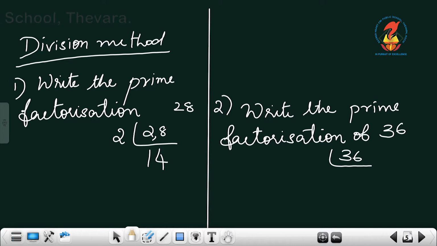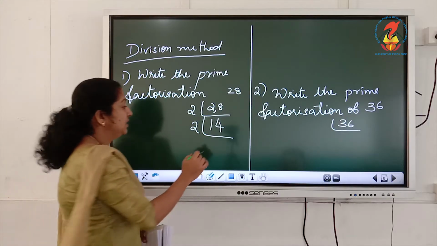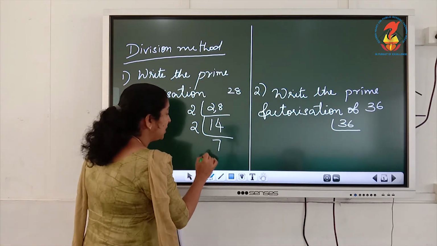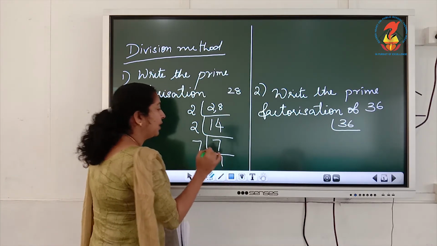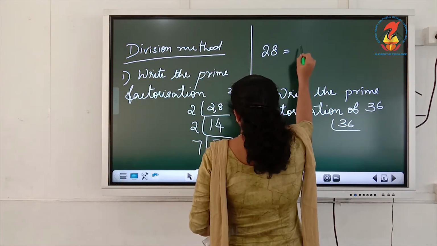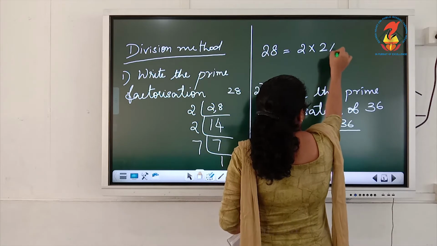So first we have to take 2, identify how many 2's in 2, 2 1's are 2. Then 8, how many 2's in 8, 4 2's are 8. Then 14, the least number by which we can divide is 2. 7 2's are 14. So 7 is a prime number which we can divide only by 7, so 1. So we can write 28 is equal to 2 into 2 into 7.